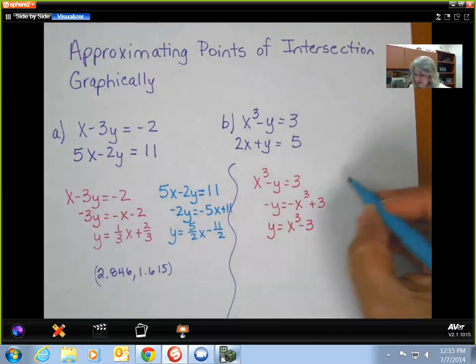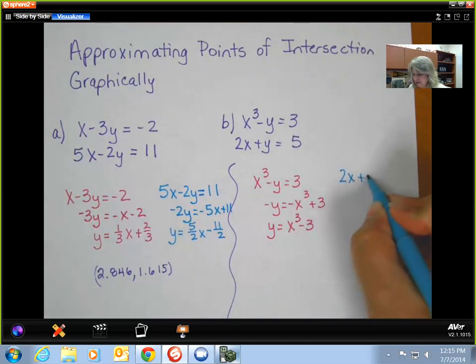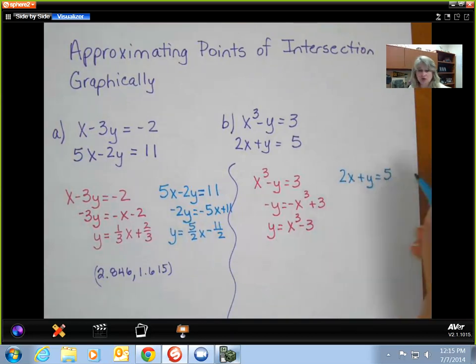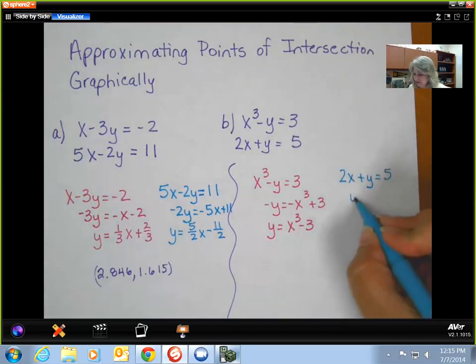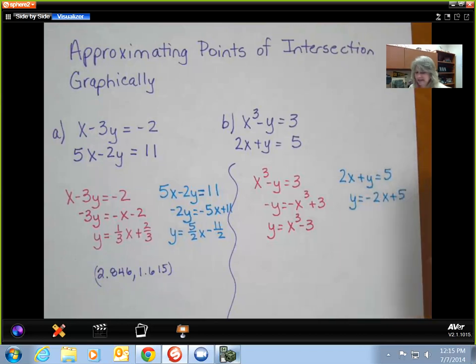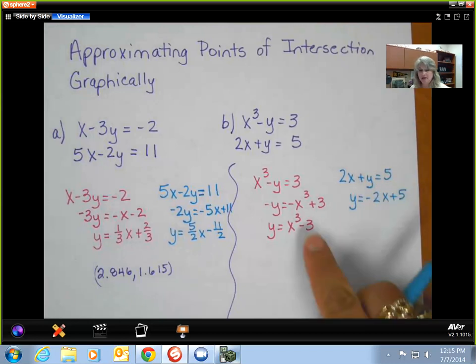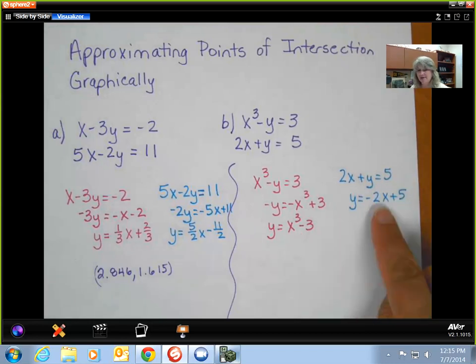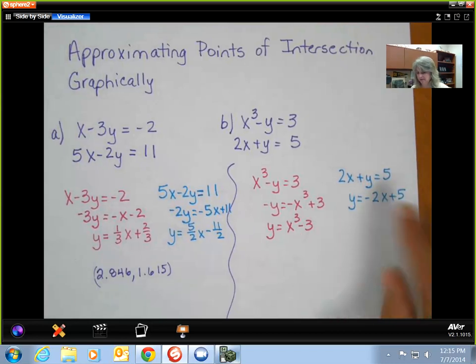On the second one, we have 2x plus y equals 5. We're going to subtract 2x. So y equals -2x plus 5. That will be my second equation. Notice I have a cubic function and then I have a linear function. All right, so let's see if they intersect anywhere.